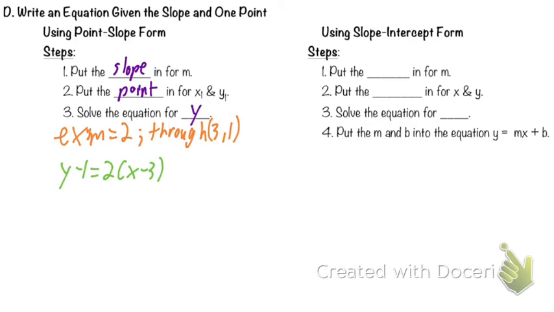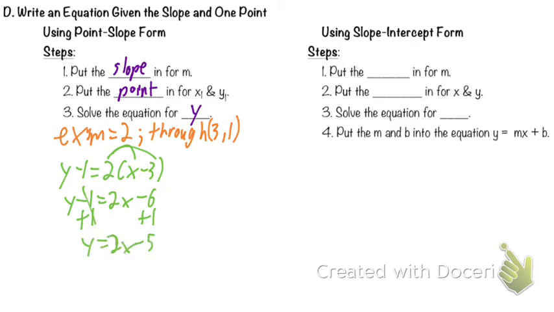Now we're going to get it into slope-intercept form. So we plug things in. Now we're going to solve for y. So we're going to distribute the 2. Y minus 1 equals 2x minus 6. And we're going to add 1. Y equals 2x minus 5.